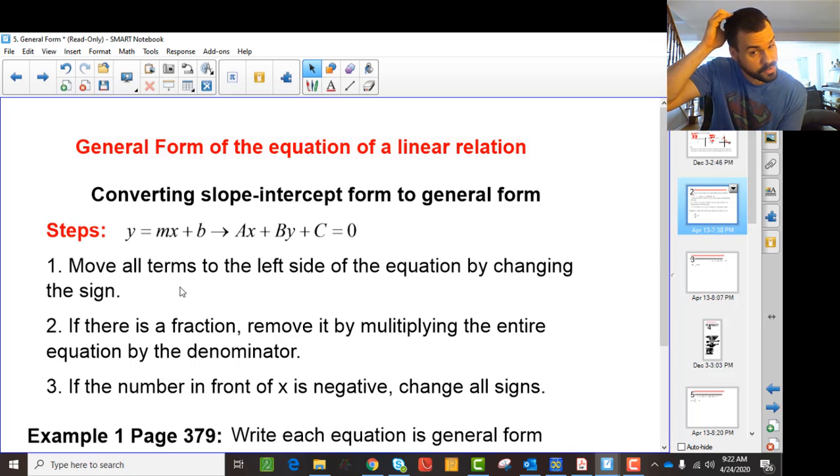And then if the slope is a fraction, we just change the signs. Sorry, we don't change the signs. That's the third step. My bad. If it's a fraction, I'm getting ahead of myself, then we want to multiply the entire equation by the denominator so that we get rid of the fraction. And then if x is negative, we want to change all the signs.